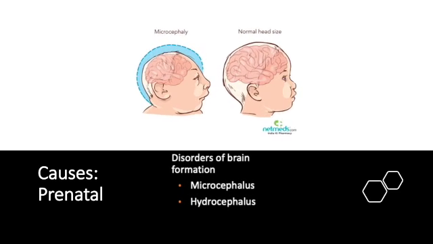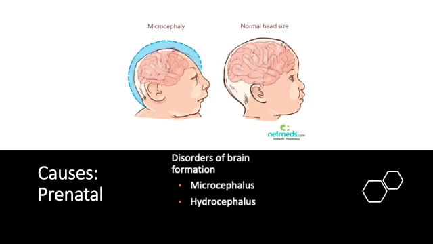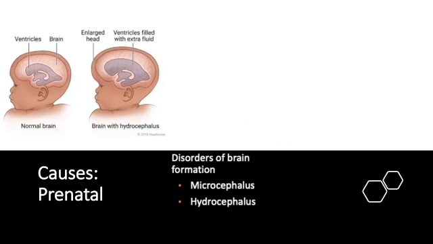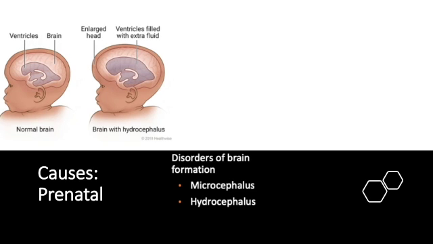Next, there are disorders of the brain formation. If we look at microcephaly, you'll notice that the child on the left who has microcephaly has a smaller head size and a smaller brain size than the normal child on the right. If we're looking at hydrocephalus, then you'll notice that the normal brain is on the left and the child on the right has a larger head and a larger brain.